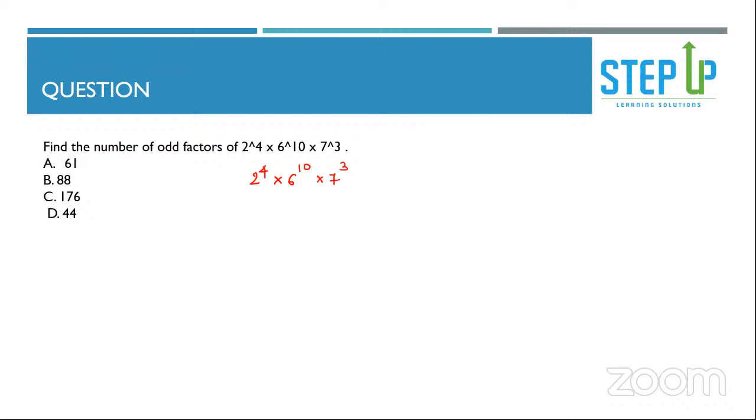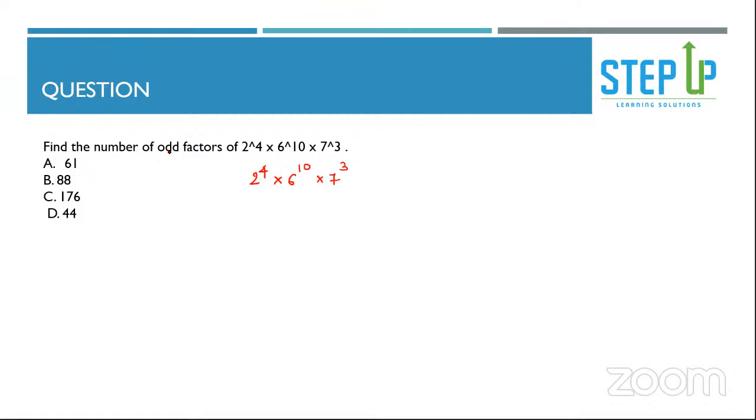So 2 to the power 4 into 2 to the power 10. So that will become 14. So basically it became 2 to the power 14 into 3 to the power 10 into 7 to the power 3. Now 14 will become 15, 10 will become 11, right? 3 to the power 10 will become 11. Okay, so the question is different here, people. I'll come back to this question.